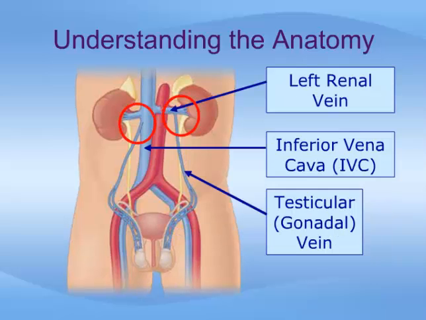This vein drains into the large veins of the abdomen, the renal vein on the left, and the largest vein in the body, called the inferior vena cava or IVC, on the right. Note that the right testicular vein enters the inferior vena cava at more of an acute angle than the left side enters into the renal vein.